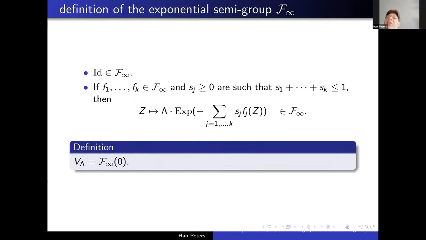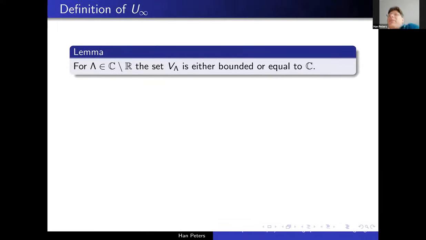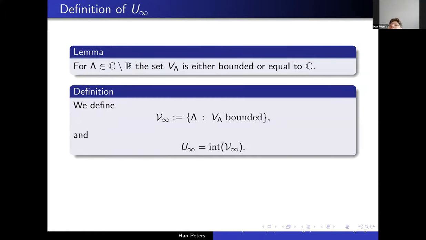I'm really interested now in V lambda, the image of zero under this semigroup. And how does this vary with lambda? Well, as I discussed in the beginning, the set V lambda, again the image of z under this infinite semigroup, is either bounded, in fact quite small, or it's everything. So we have this clear dichotomy. And then we define V infinity as the parameters for which it's bounded.